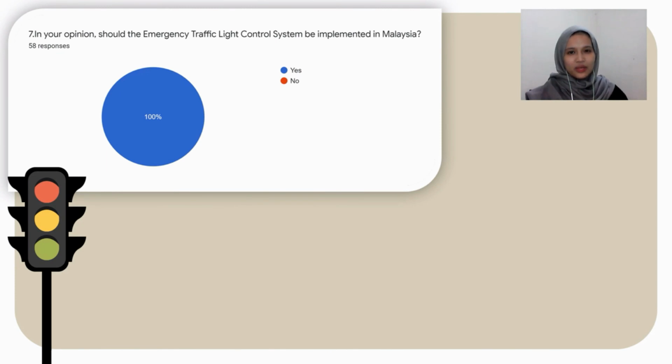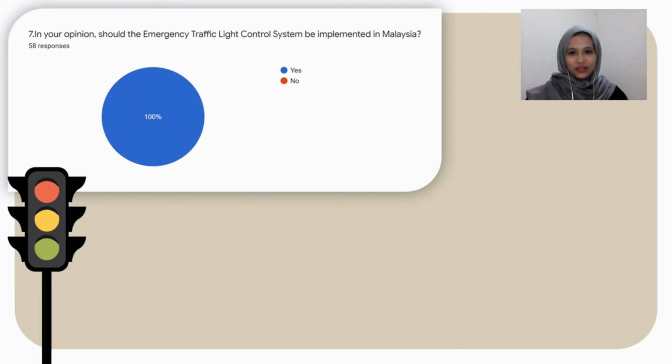Question number 7, we asked for the respondent opinion with a yes or no question. We asked them whether this emergency traffic light control system should be implemented in our own country, Malaysia. The reason for implementing it in our country is because due to the pandemic that is striking our country, ambulance is an important vehicle as they are the ones that will be transporting the patients to the medical facilities. Aiming to ease their journey on the road and even in congested roads, we came up with this emergency traffic light control system idea. And as you can see from the pie chart, 100% of the respondents believe that we should implement this system in Malaysia.